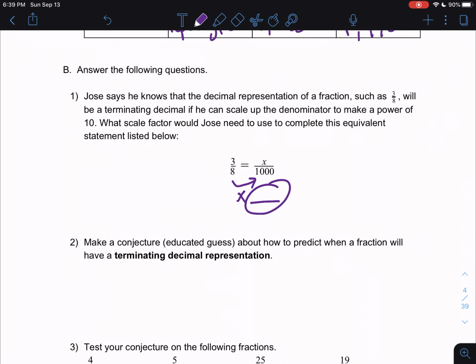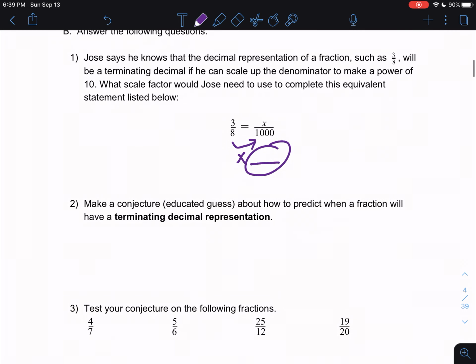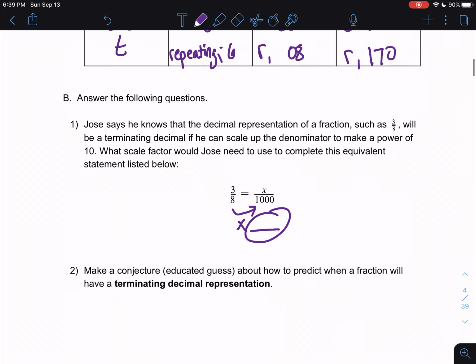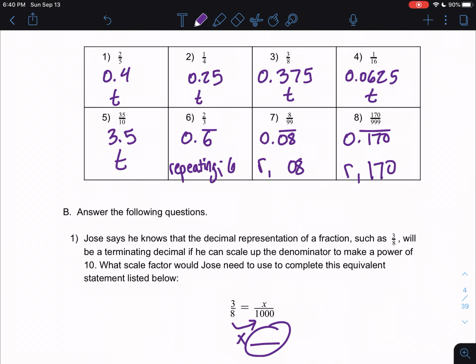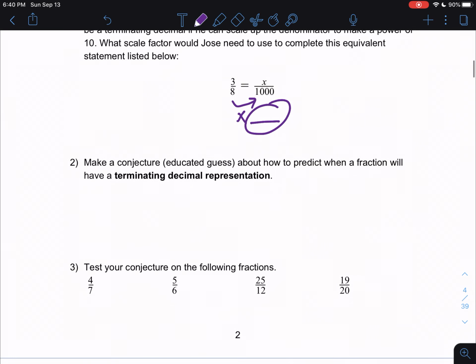Okay, so after you do that, I want you to make a conjecture, like an estimated guess, a thoughtful idea, about how to predict whether a fraction will have a terminating decimal representation, like the examples we have up here in part A, where you notice that 1 through 5 were all terminating. So what about all those fractions, how could you predict that they were terminating? All right, then you're going to test out that conjecture, that estimated guess, that thoughtful thought you had on these fractions. So go ahead and pause and do that now.